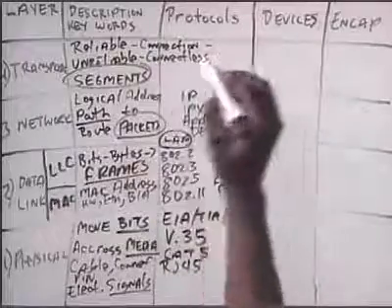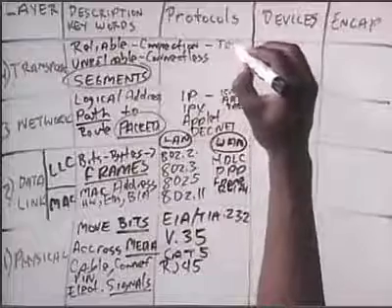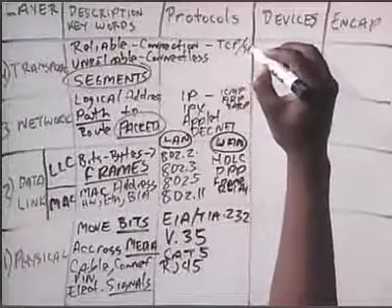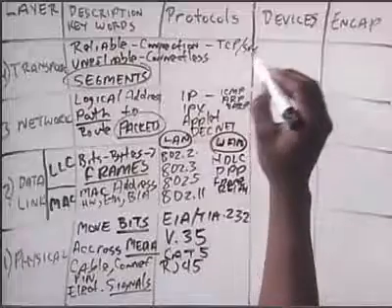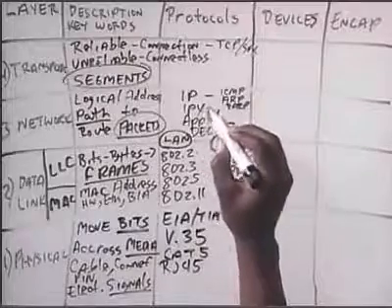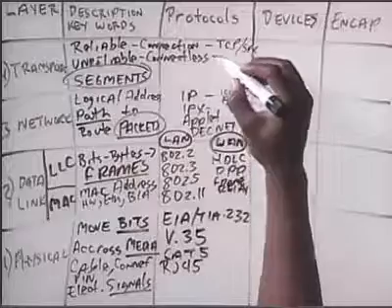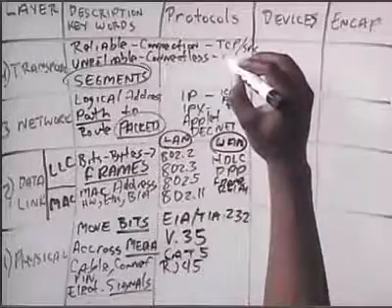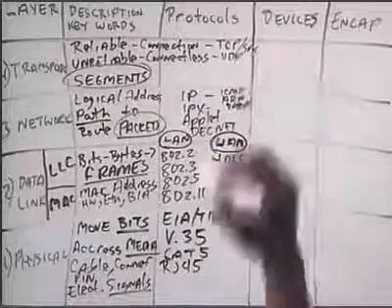Examples of connection-oriented protocols would be TCP, Transport Control Protocol, and also SPX. SPX is used with IPX, of course, for Novell. And then an example of a connection-less protocol would be UDP, User Datagram Protocol.